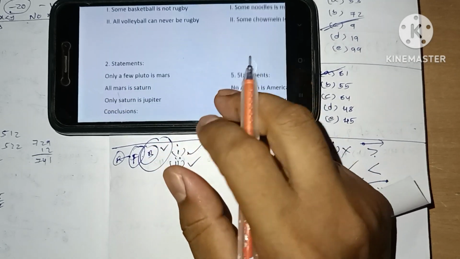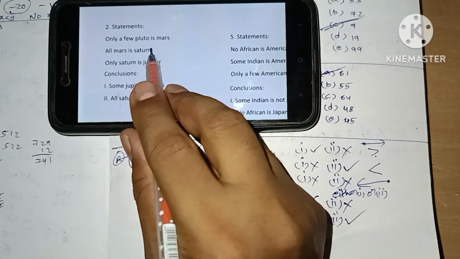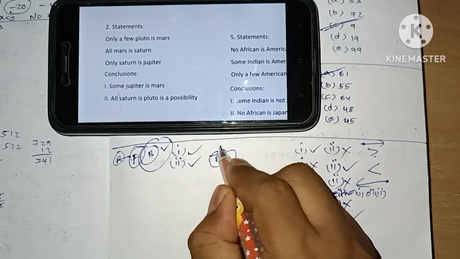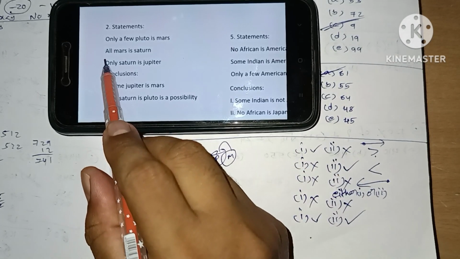Next, second question. Only a few Pluto is Mars. All Mars is Saturn.